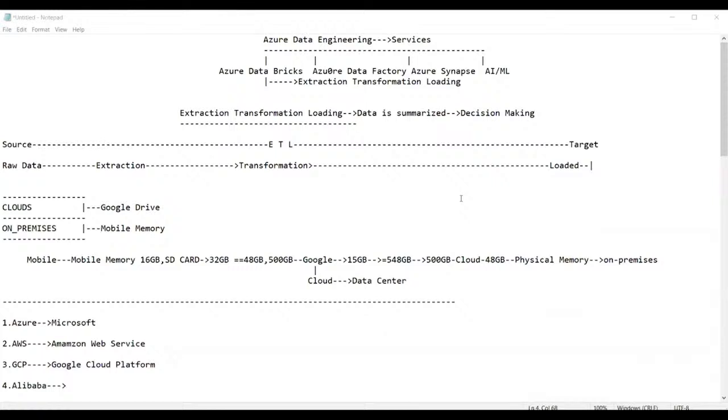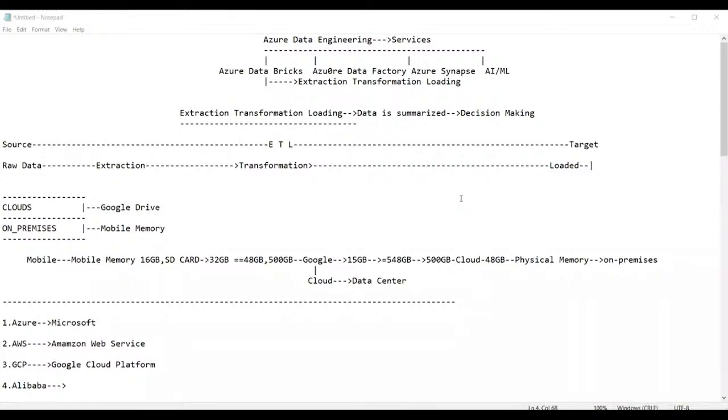Any other questions, guys? Any specific software we have to download for this? No software is required. No licenses are required. Simply a subscription, I'll show you. You have to subscribe to that, that's it. No software, no piracy, nothing is there.